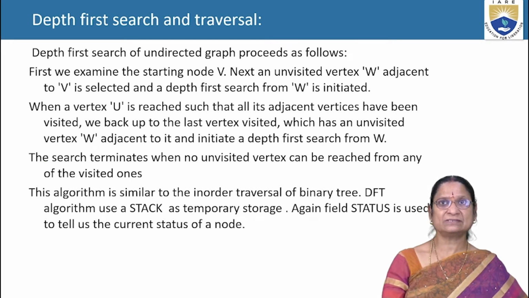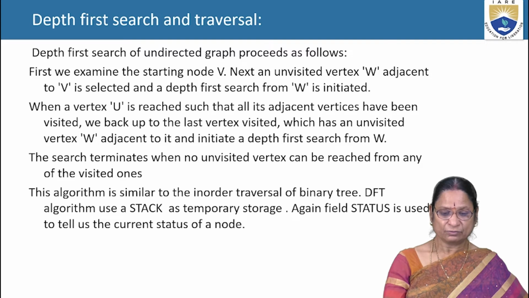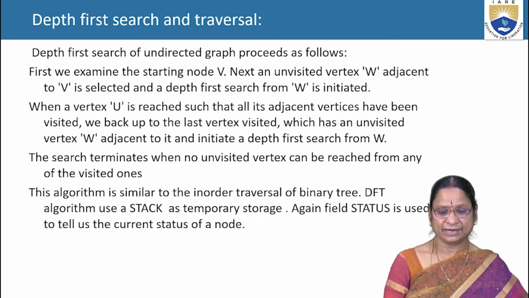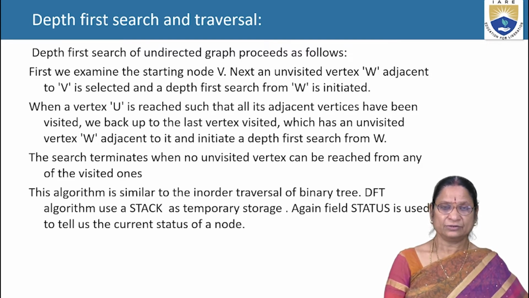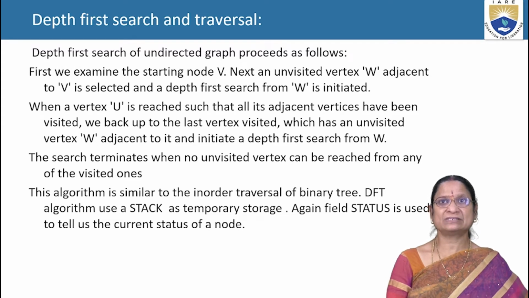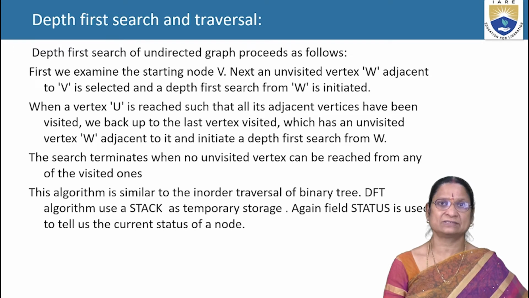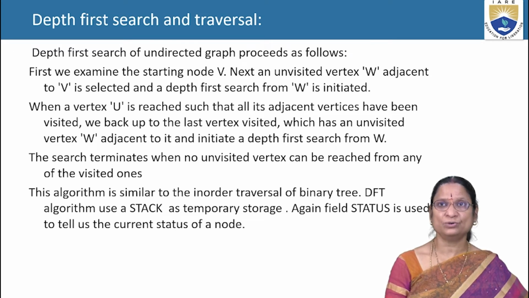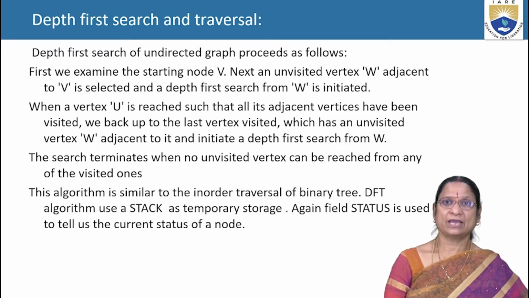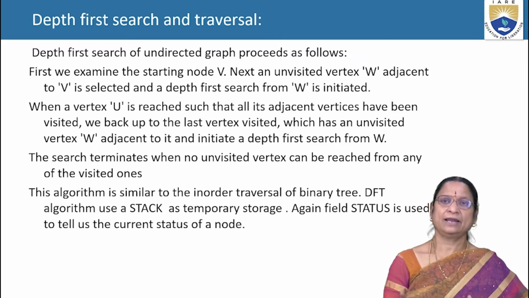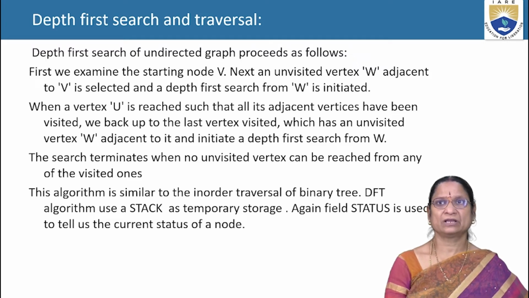So this depth first search traversal works on an undirected graph and proceeds like this. First, it will examine the starting node, whichever node you choose to start with. Not like in trees, from the root only. So we can start from any node, and the process is continued.